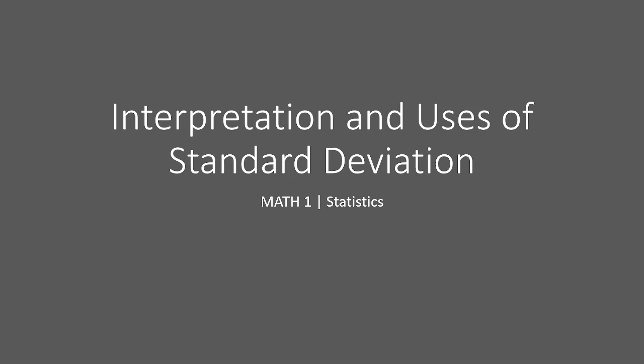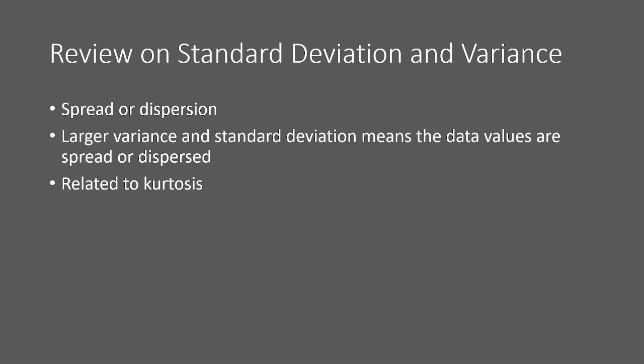For those of you who might remember, standard deviation is a measure of dispersion, and it is paired with variance, standard deviation being just the square root of our variance. So when we talk of standard deviation and variance, it measures the spread or the dispersion of our data. If we have larger variances and larger standard deviation, it means that the data values are spread or dispersed.